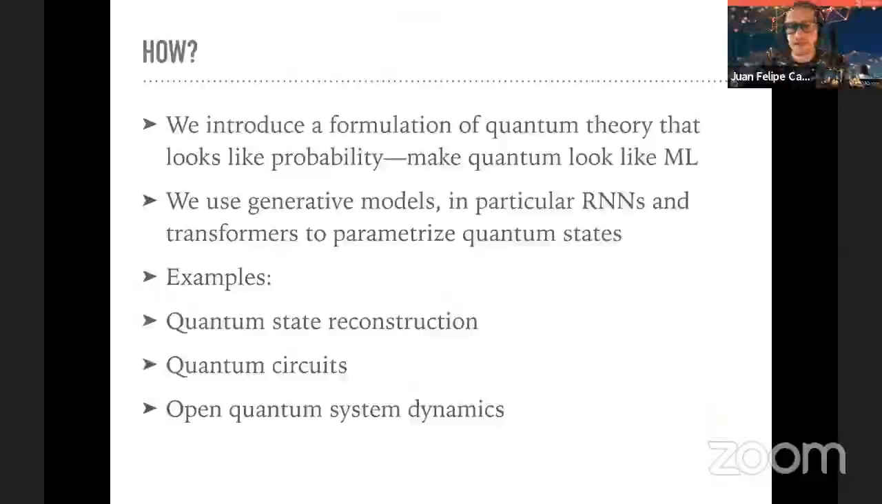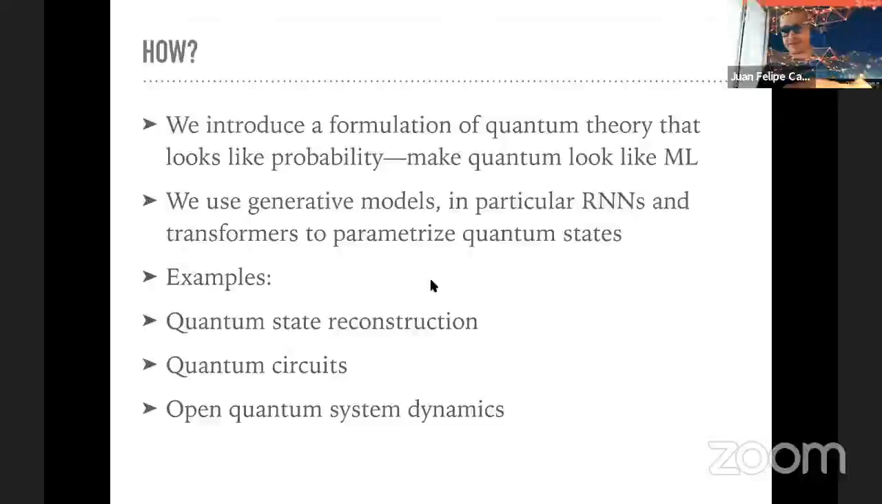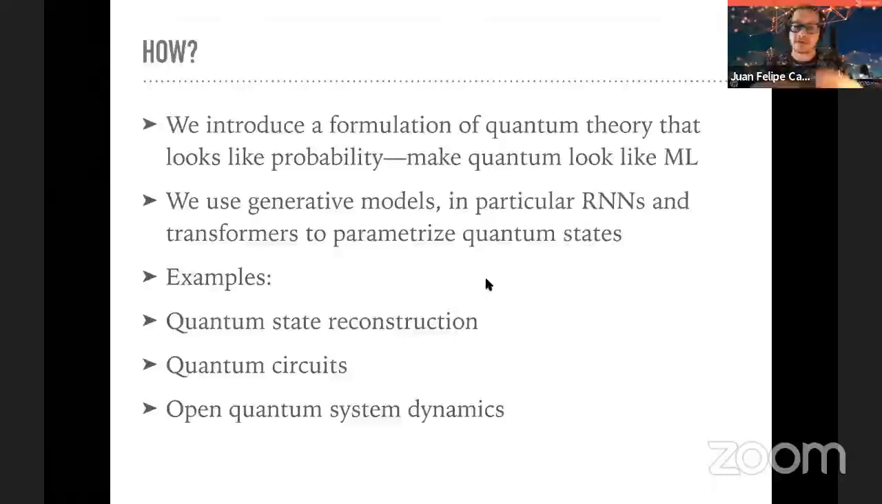And so let me tell you how we're going to do this, or how we've been doing it in the last few months. First, since we're going to be using probability, I'm going to introduce a formulation of quantum theory that looks like probability. In a sense, instead of making the machine learning models look more like quantum states, we're making quantum theory more like machine learning. Now, once we have that formulation, we can use probabilistic models, such as generative models based on, for instance, recurrent neural networks that we just explored in the previous talk, or transformers, to parameterize quantum states.